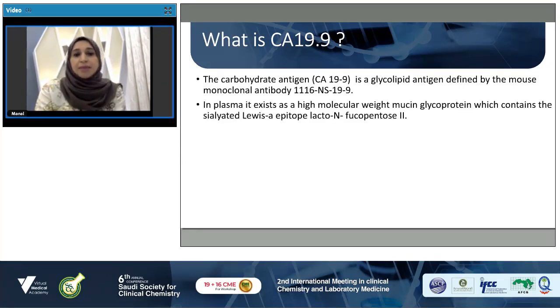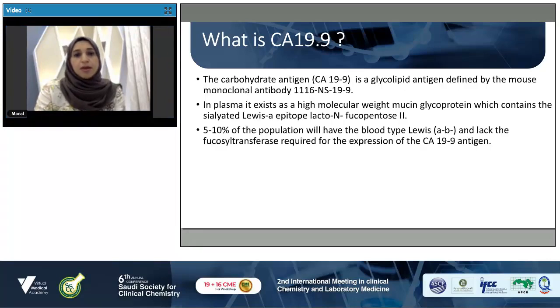In the plasma, CA19.9 exists as a high molecular weight mucin glycoprotein, which contains the sialylated Lewis A epitopes, lacto-N-fucopentaose II. 5 to 10% of the population have a Lewis negative blood type, so they lack the fucosyltransferase, which is required for the expression of CA19.9.